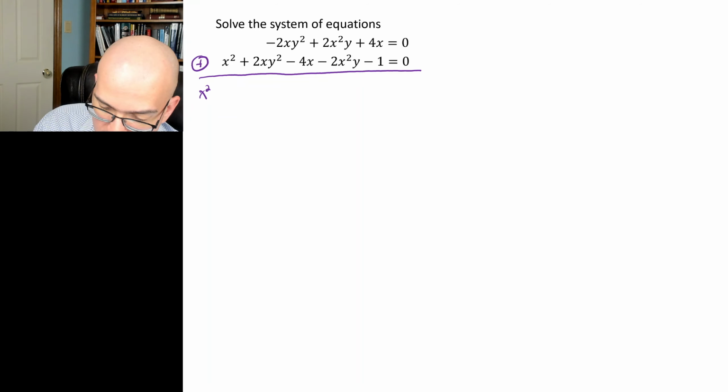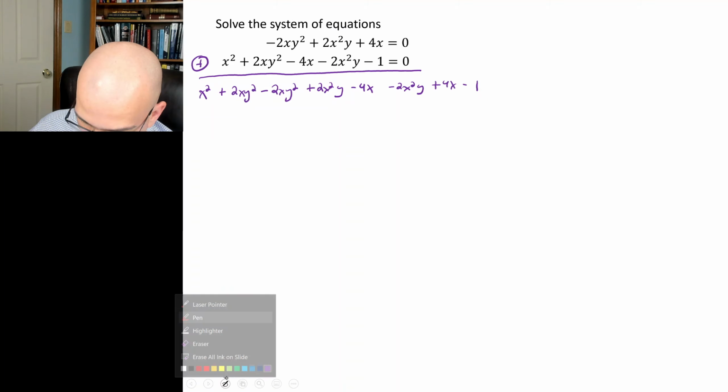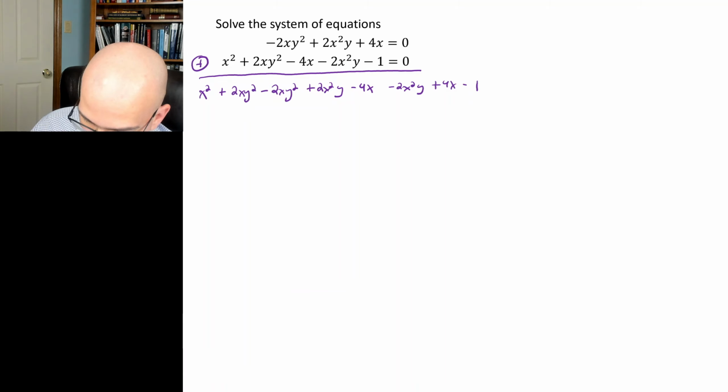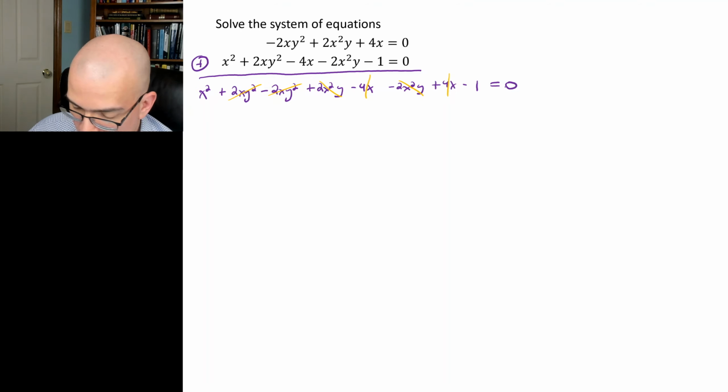We have an x squared plus a 2xy squared minus a 2xy squared plus a 2x squared y minus a 4x minus a 2x squared y plus a 4x minus a 1. And we get lots of stuff that cancels. We have 2xy squared and negative 2xy squared. We have plus 2x squared y and minus 2x squared y. And we have a 4x and a 4x. And I forgot the right-hand side equals 0, adding the right-hand sides together. 0 plus 0 is 0.